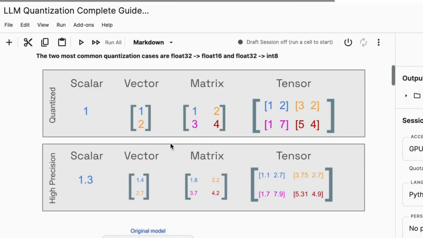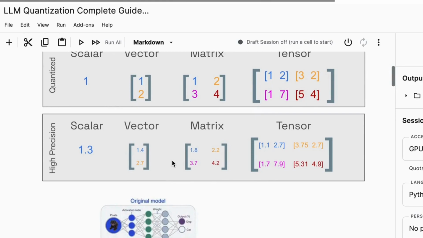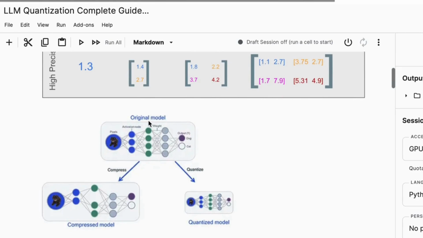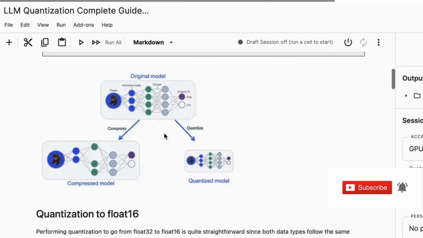There is one more important thing: quantization does not mean compression. Compression means we take the original model and compress it into a smaller form, like compressing 4 layers into 2 or 3 layers. We don't do that here. We just try to make it a smaller model but keep the structure the same. In compression, the structure gets changed, but in quantization, the structure remains the same. That's a very important thing, and it can also be asked in interviews.